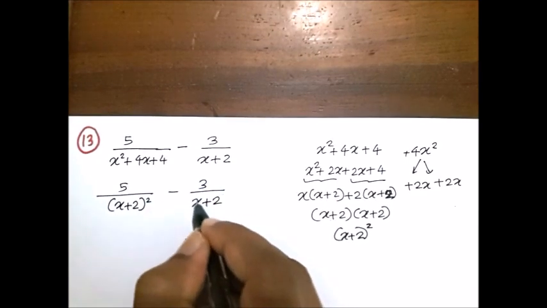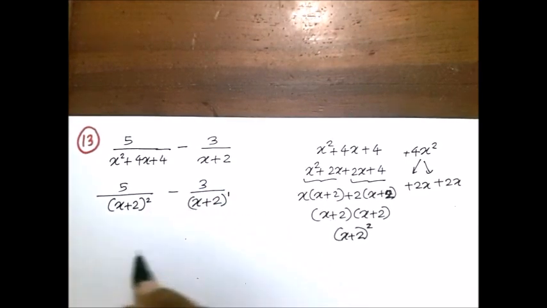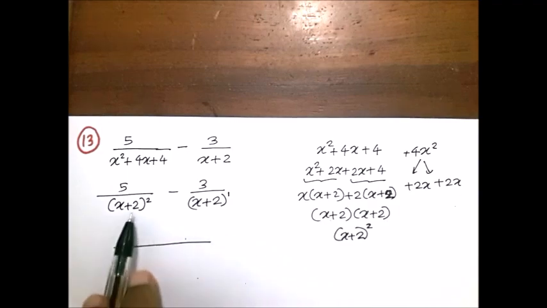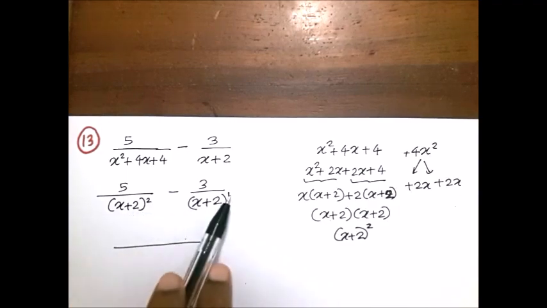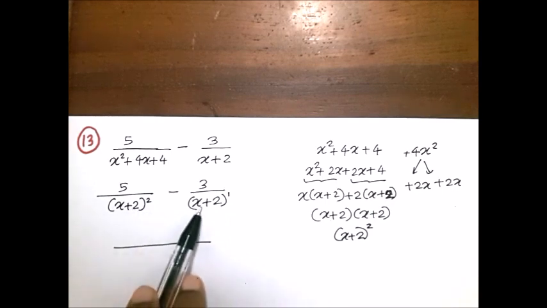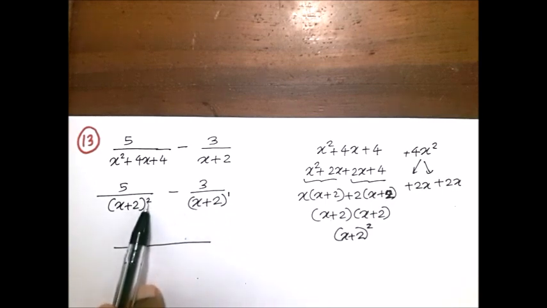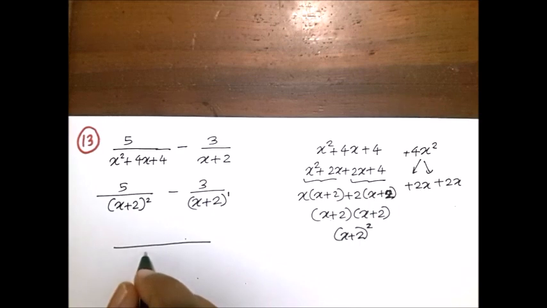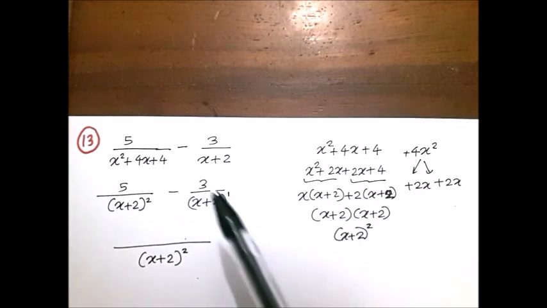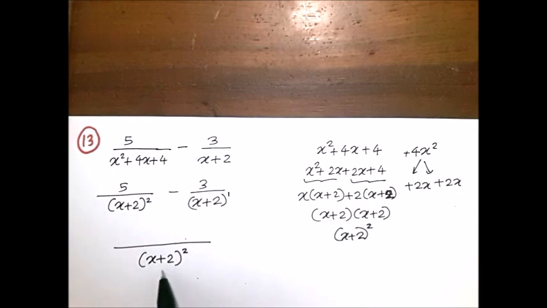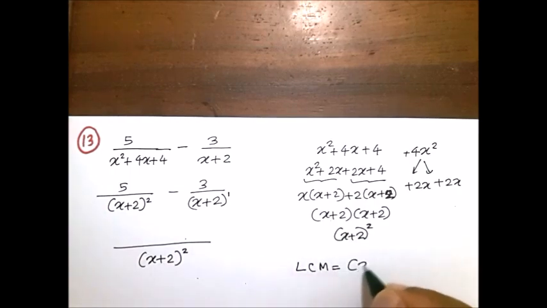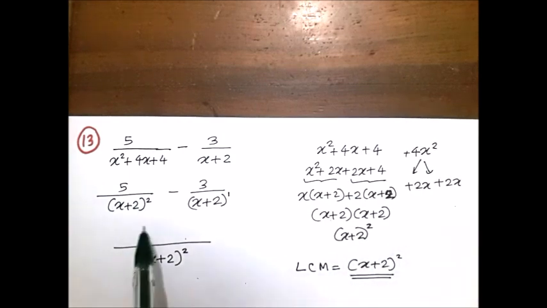Here x plus 2 to the power 1. So what is the LCM of these two? Same term, but the index is different. In the LCM you have to take the highest power. So take the LCM as x plus 2 to the power 2. This is the common denominator, the LCM of these two terms. LCM is x plus 2 to the power 2.